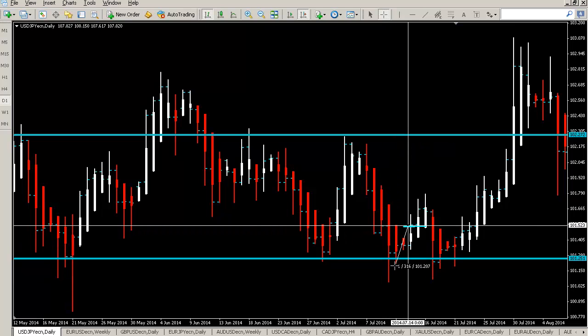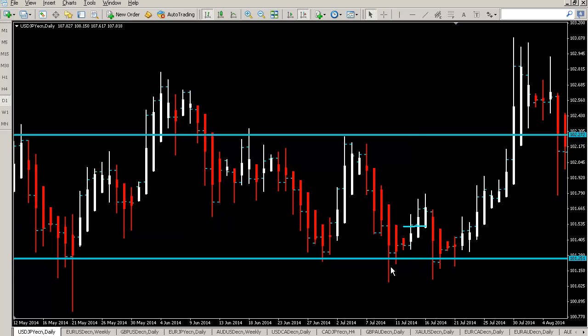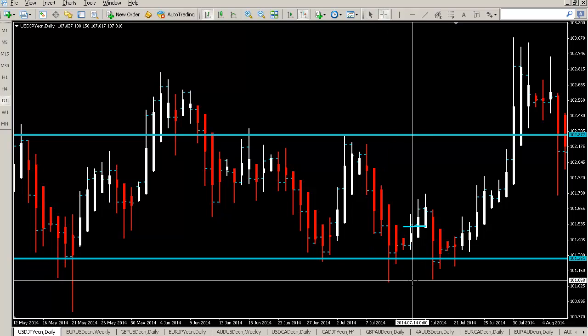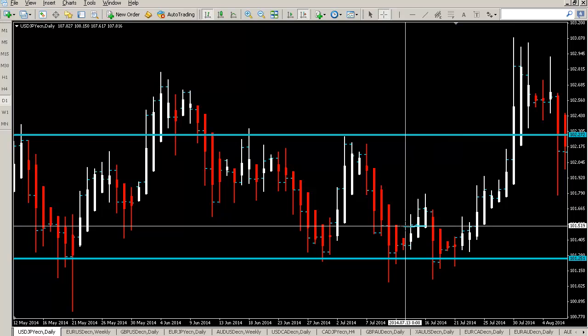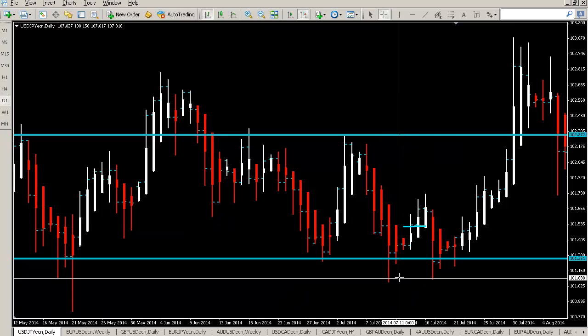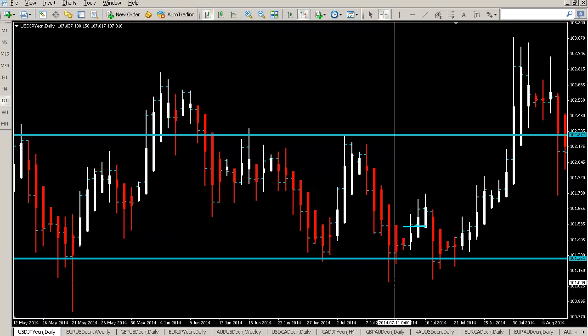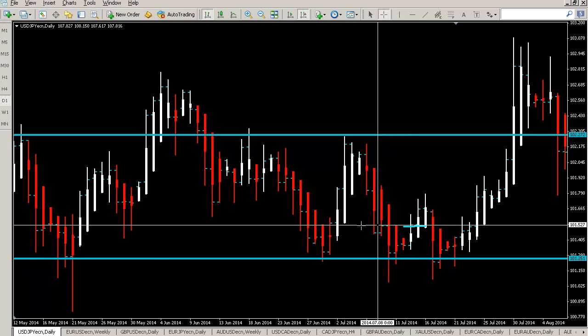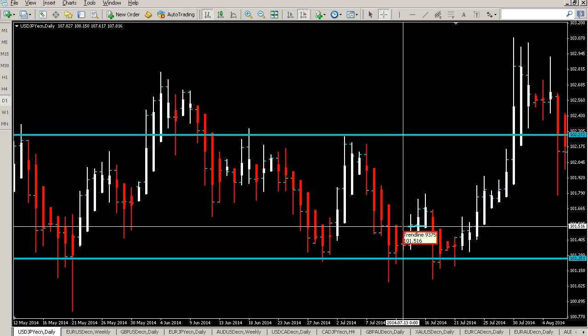So you measure the distance. You say, okay, below the line it's about 40 points. Because after that spike you don't expect it to crash, you want it to go back up, but you also know that it already moved that far. And this is a horizontal line. It's not a trend line. The price does not create higher highs and higher lows here.